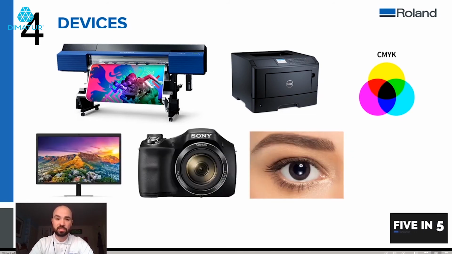RGB devices, such as a monitor, a digital camera and the human eye, use the RGB colour mode, meaning that they use or read or emit different light sources in order to create the different RGB colours.